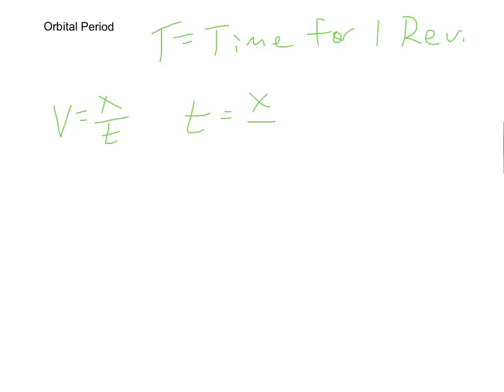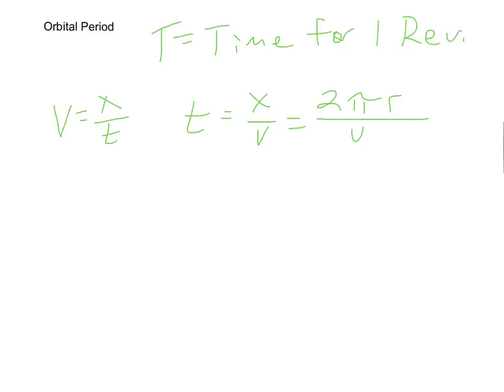So now let's think about the orbital period. Orbital period, of course, is the time for one revolution. And for an object in uniform circular motion, velocity of it is constant. Okay, so that's v equals x over t. We solve that for time, it's x over v. Okay? Of course, this distance being traveled by whatever object it is, say it's the moon around the Earth, is equal to the circumference of that circle.